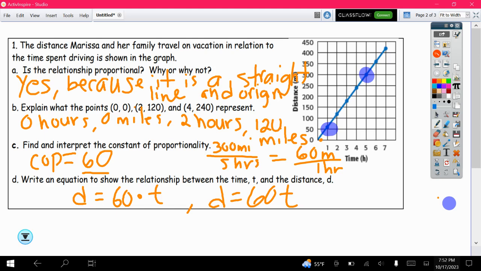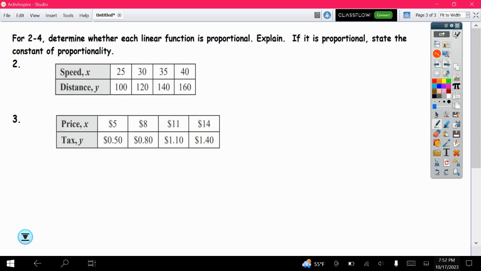All right, let's do questions 2 and 3 together. For questions 2 through 4, we're going to determine whether we have a proportional relationship or not. And then if it's proportional, we're going to find the constant of proportionality. One thing I want to point out when we find the constant of proportionality is that instead of finding our ratio as 25 over 100, we always want to do our y over our x. So I'm going to instead look at my ratios here. As the first one, I'm going to say 100 over 25.